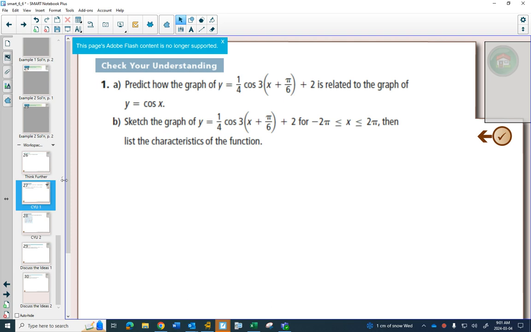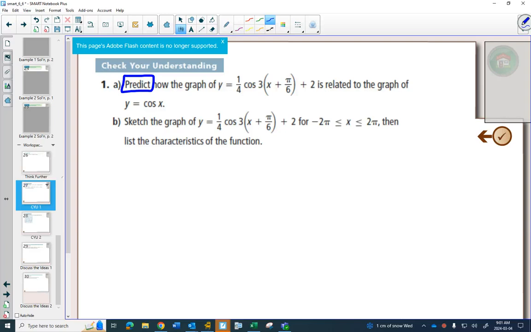So we're ready for example 1. In part A, when they use the word predict, it's kind of like describe or explain. How do you compare these? They just want you to go through your transformations.